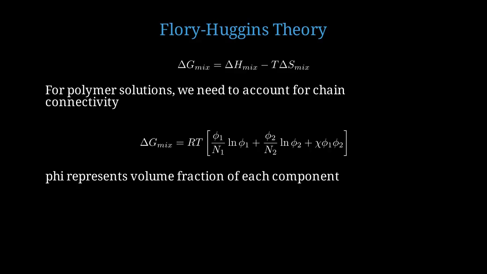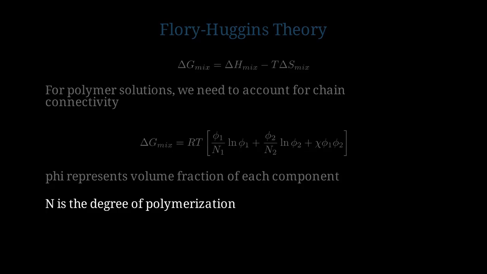Here, Phi represents the volume fraction of each component in the mixture. N is the degree of polymerization, essentially how many monomers are in each polymer chain. Chi is the Flory-Huggins interaction parameter, which quantifies how favorable or unfavorable the interactions are between different components.